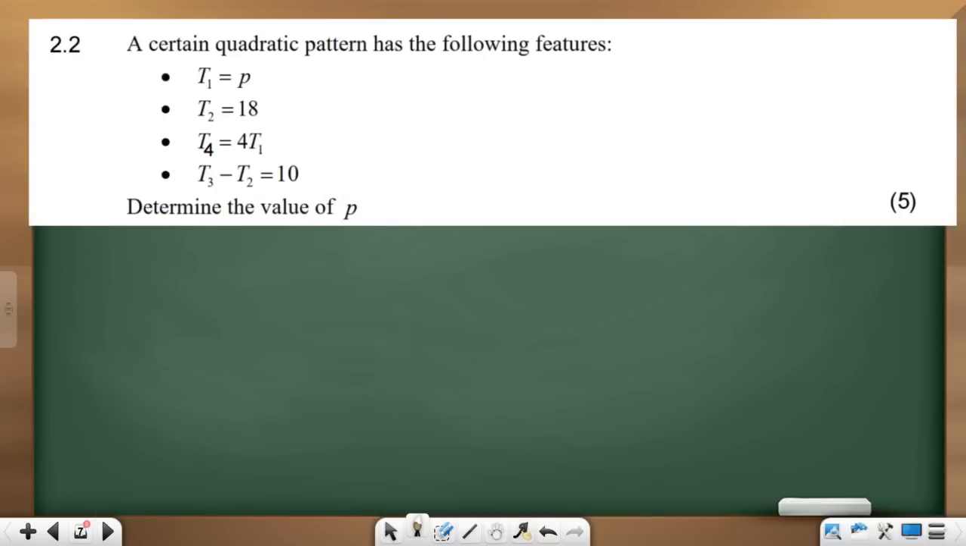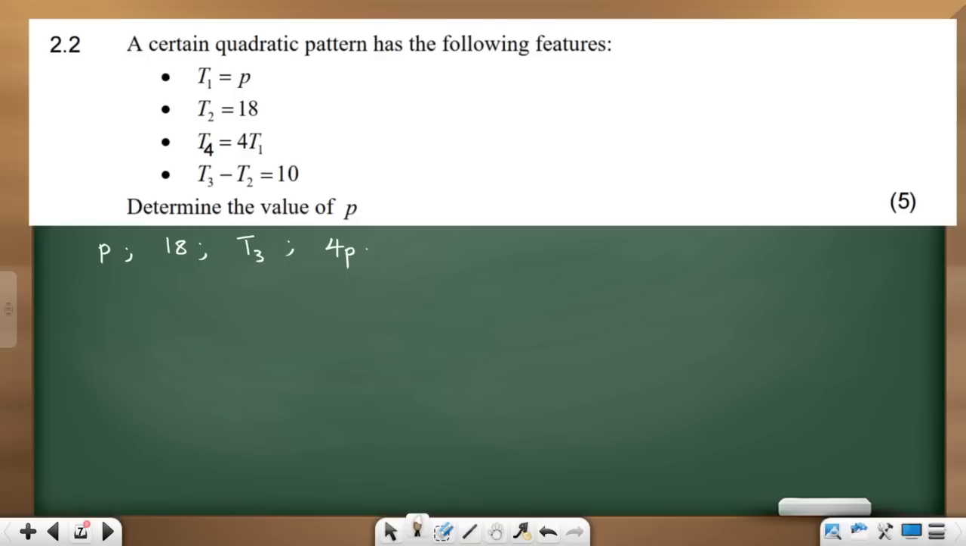Okay, let's look at this one. Beautiful question here. A certain quadratic pattern has the following pattern. T1 is P. Start creating the pattern. They told you this one is P. This is what? 18. We don't know this. And T4 is what? 41, which is 4P.